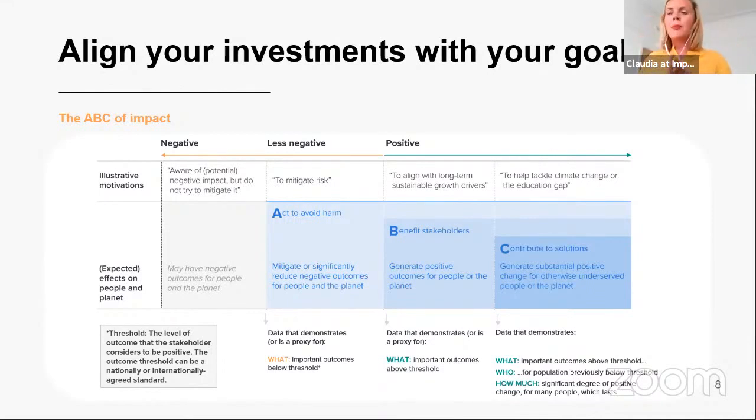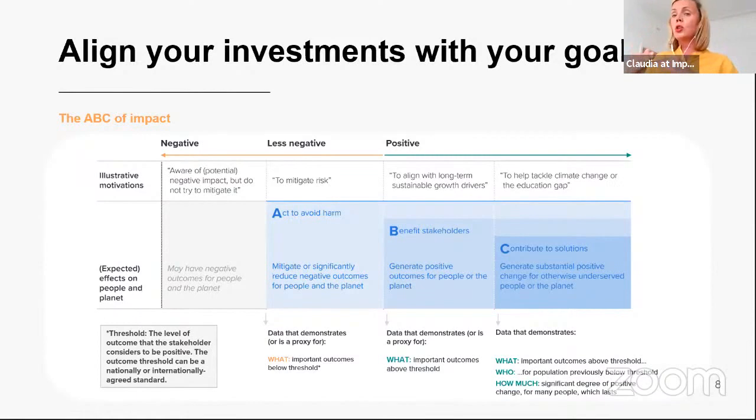The B category means benefit stakeholders, and here we are moving above the threshold. So we're creating positive outcomes. We actually are now in a positive area, if you like. And then the C categorization, which obviously we all feel very strongly about and which is often referred to as impact, is what we call contributing to solutions. And this category is very special, as you would need to have more data points to hand to actually evidence and prove that an impact has occurred.